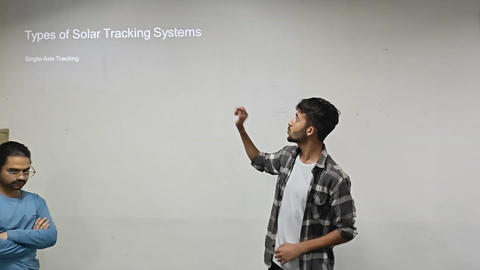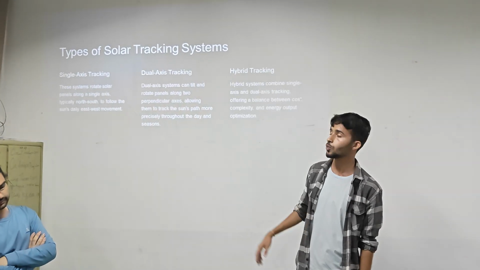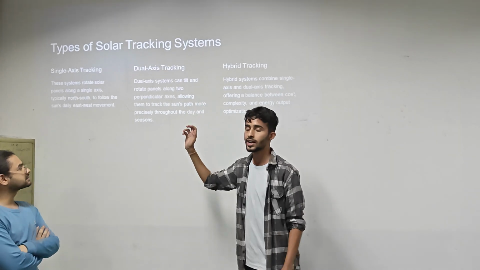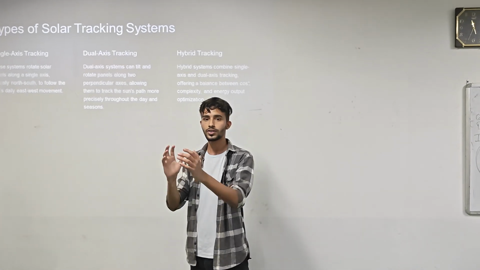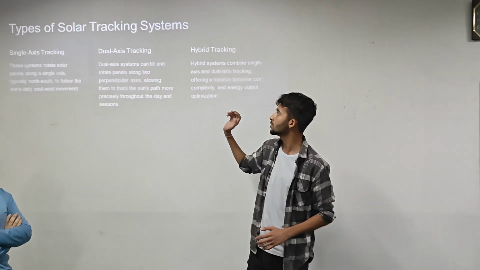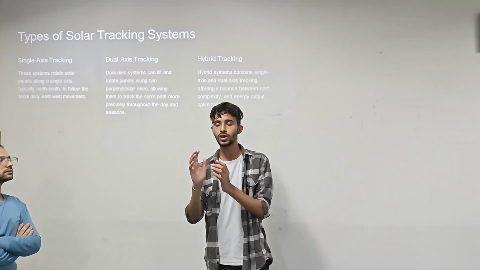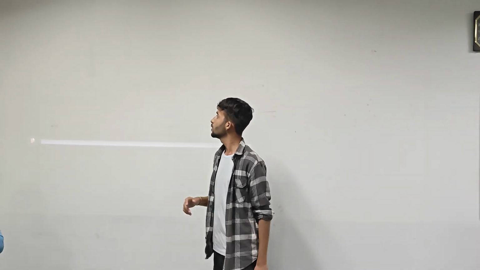So there are 3 types of solar tracking systems. One is single axis tracking, another one is dual axis tracking, the third one is hybrid axis tracking. So the name itself says single axis tracking. It means that the solar panels rotate in a single axis, that is in the north to south direction, or in the direction of the sun, that is east to west. And dual axis tracking means that it can tilt and rotate the panels in the perpendicular direction of both the axes. And I will show you one video on the dual axis tracking, which will make this topic more clear.